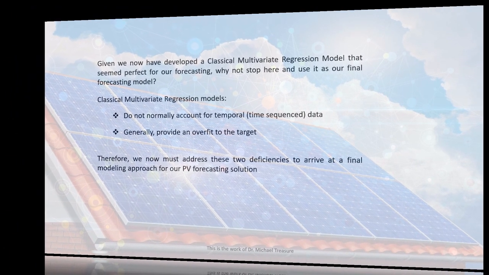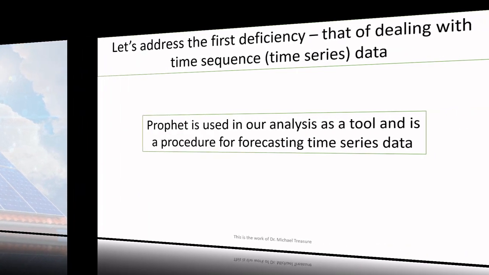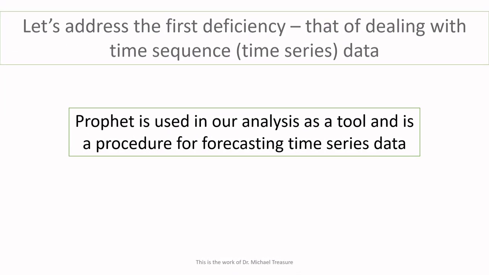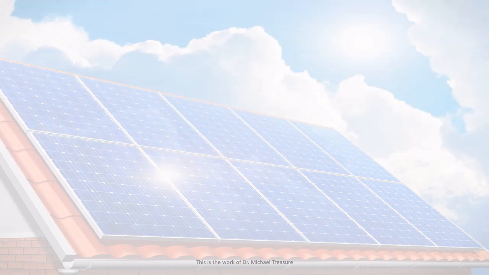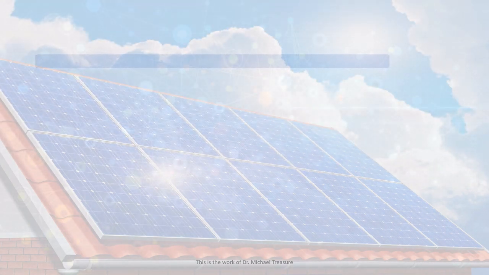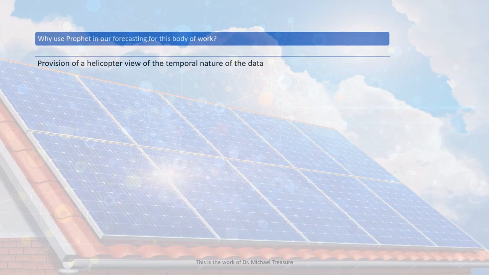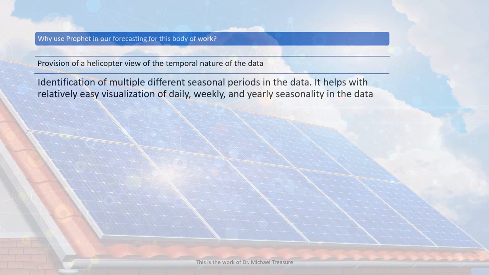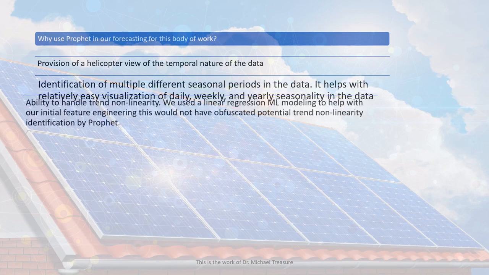Let's address the first deficiency, that of time series data. What is the Prophet forecasting tool and why do we use it here? Prophet is an analysis tool and is a procedure for forecasting time series data. We use it here for at least 3 reasons. 1. It provides a helicopter view of the temporal nature of our data. 2. It is relatively good at easily identifying multiple different seasonal periods in the data. Therefore, visualizing daily, weekly, and yearly seasonality in the data is relatively easy. 3. The feature engineering approach we adopted does not inherently impact Prophet's ability as an analysis tool, and as a procedure in forecasting time sequence data.